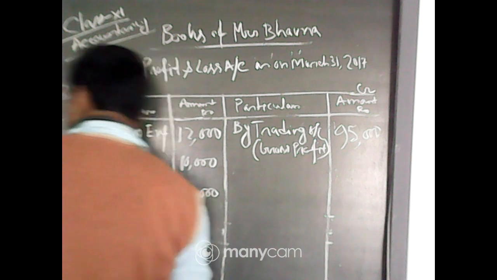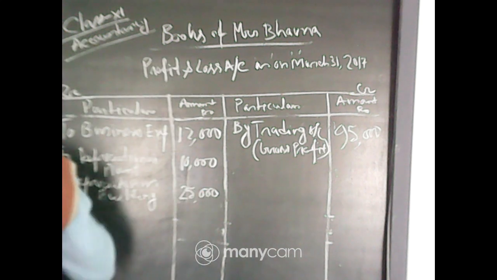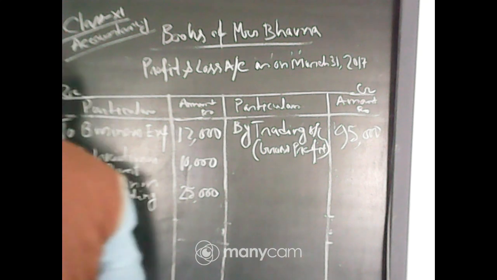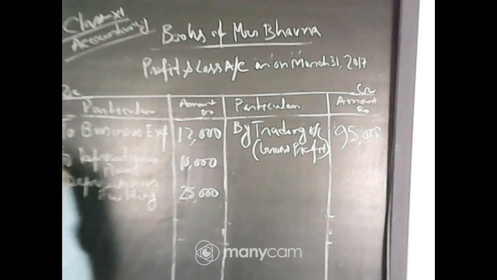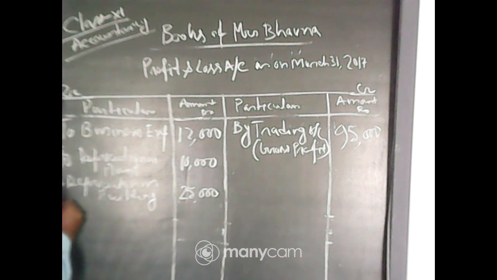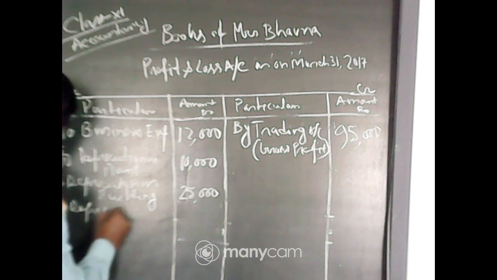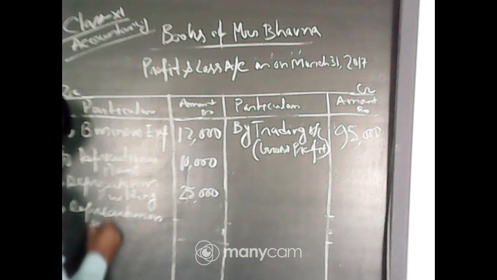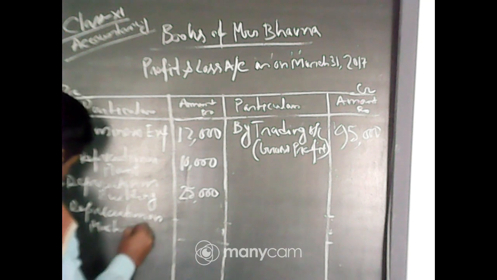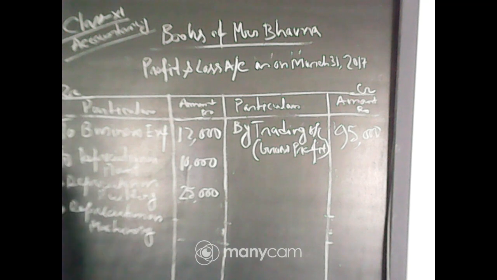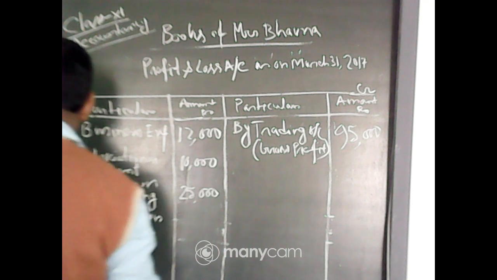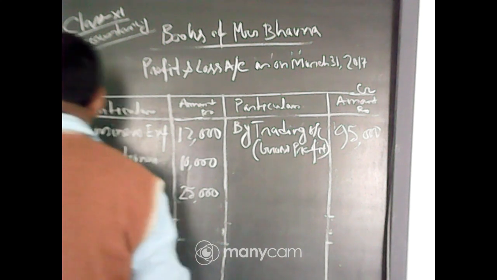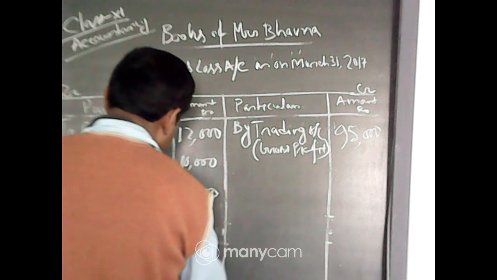25,000. Now next is machines. You can see depreciation on machinery is 5%. What is the closing balance? That is 50,000. So depreciation on machinery, that is 2 lakh 50,000 is the closing balance, that 5% means 2,500 will become the depreciation, 2,500.